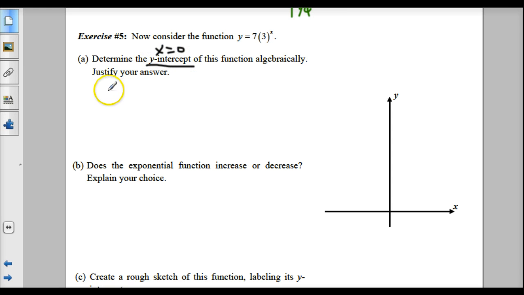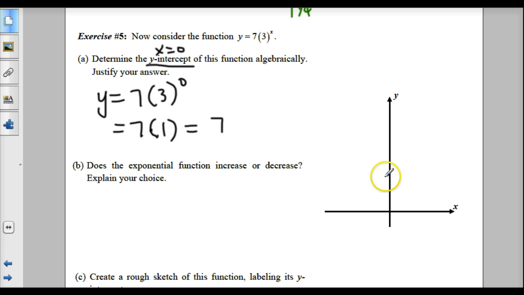So let's just really quickly substitute this. This becomes y equals 7 times 3 to the 0. This is 7 times 1. 3 to the 0 is 1. So your y-intercept is 7. So you know what, 0, somewhere here, that's your y-intercept. Let's just call that 7.